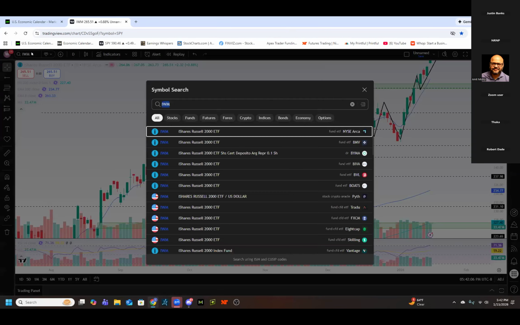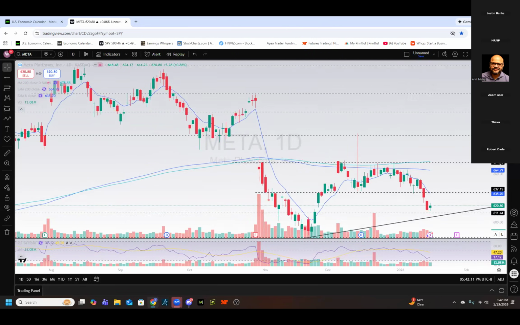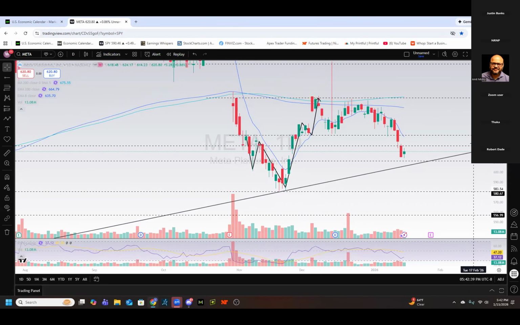This happened on Meta back here. We created some structure. This happened a while ago. But there were sellers right here, correct? There's resistance here. We broke above. We back tested. And then we ripped higher. This happens on every chart.